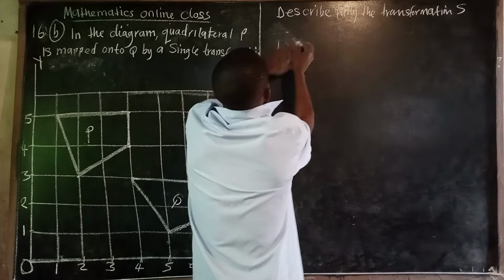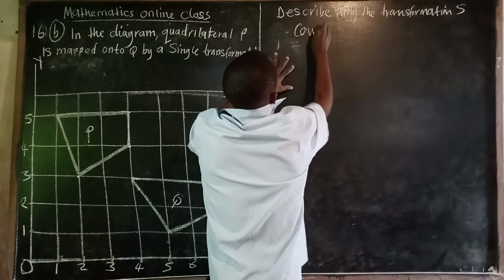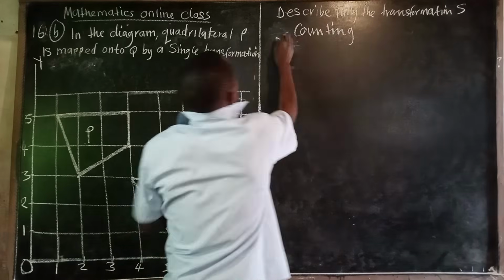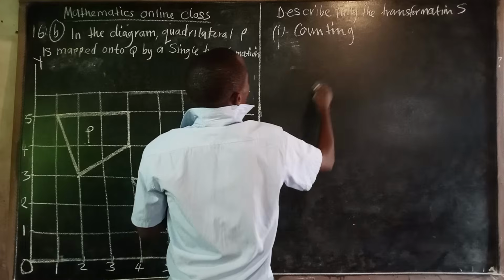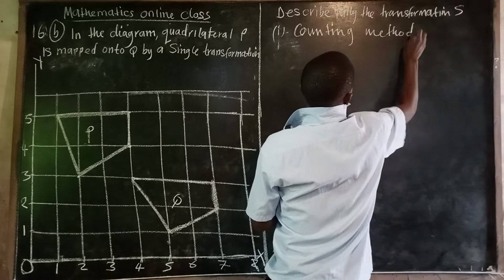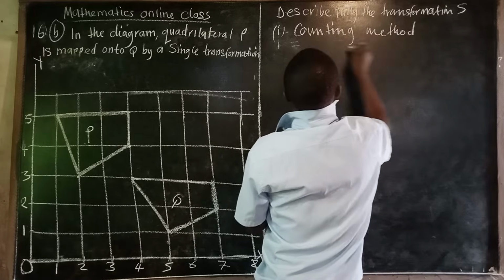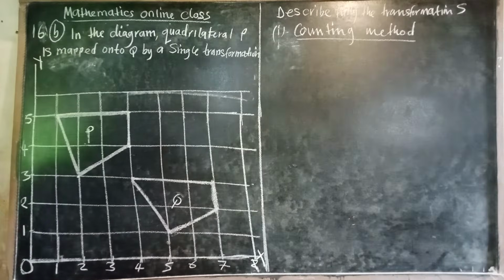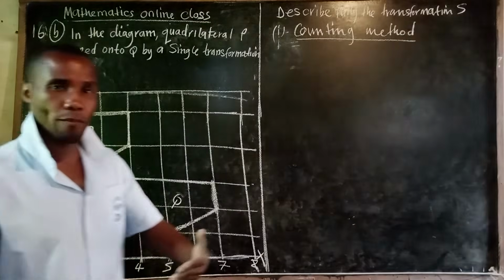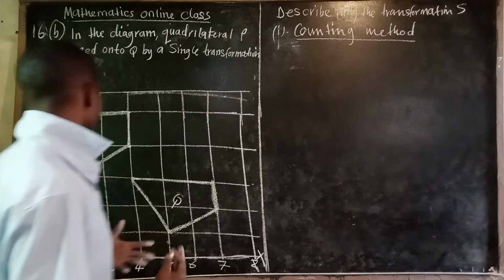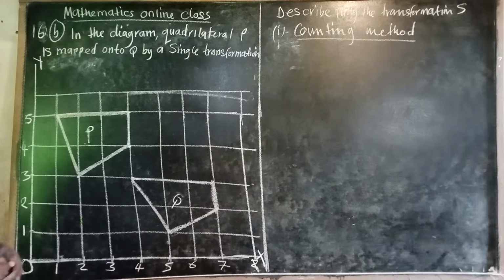Okay, I can even write here. Counting. That is the first one. Okay, we are using the counting method. So for the counting method, how do we count? Okay, so we count the number of units, like how that particular thing was translated.